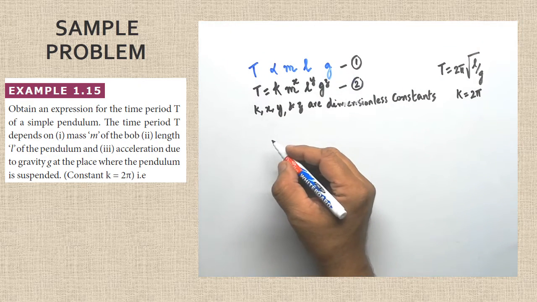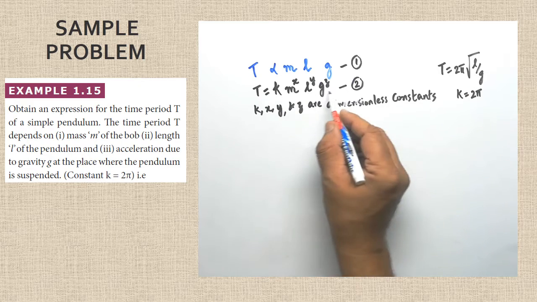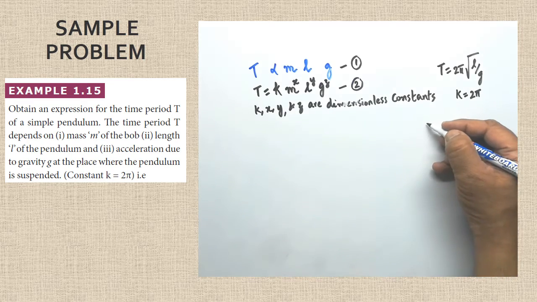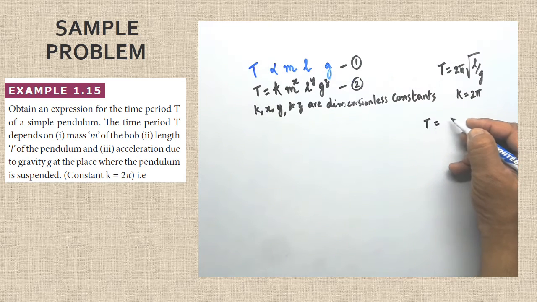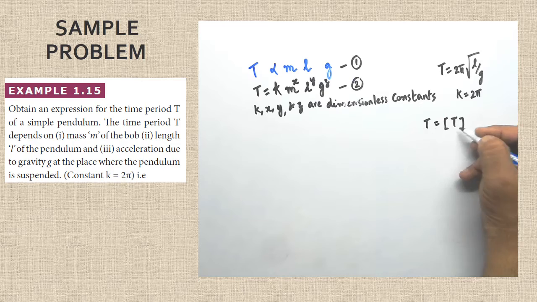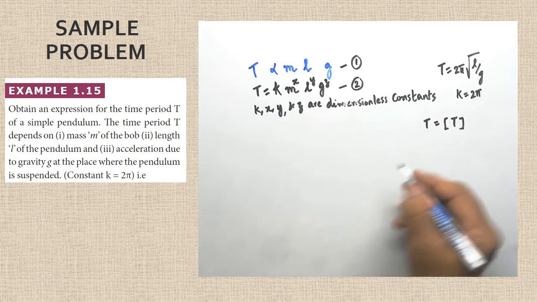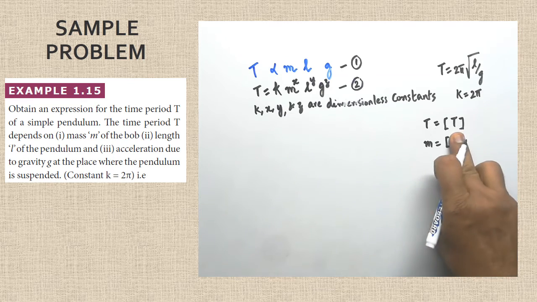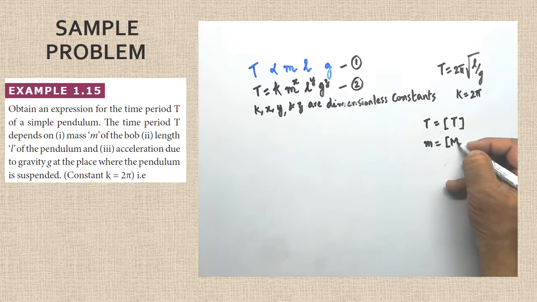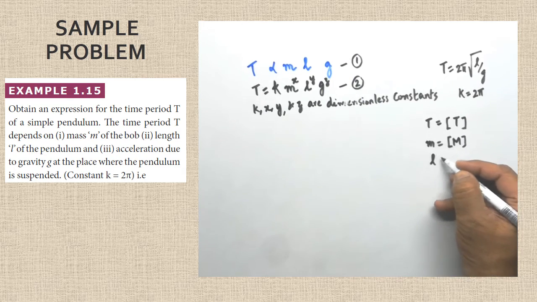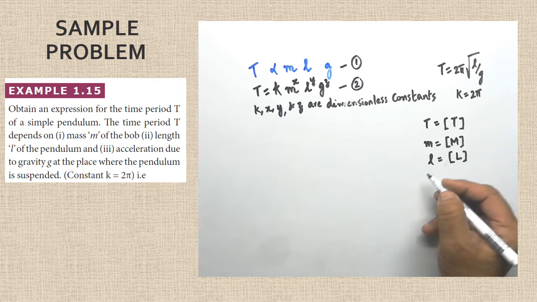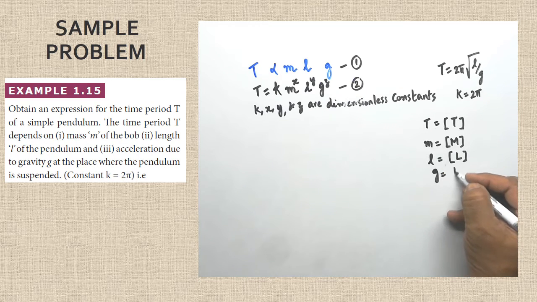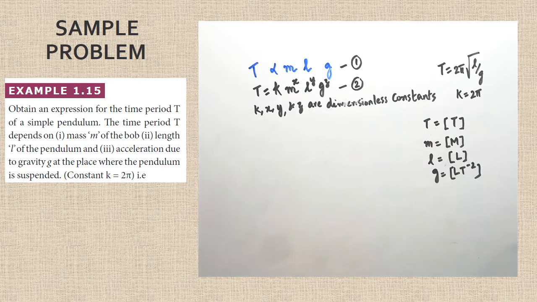So what will be the next step? You are supposed to know the dimensions of all the factors. What is the dimension of time period? The dimension of time period is capital T. That must be written within the square bracket. What is the dimension of mass? Dimension of mass is capital M, written within the square bracket. What is the dimension of length? Dimension of length is L. What is the dimension of acceleration due to gravity? LT power of minus 2. So all dimensional values must be known. Only then can you solve the problem.